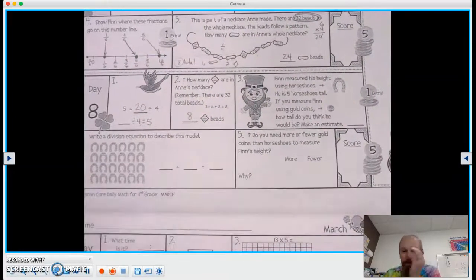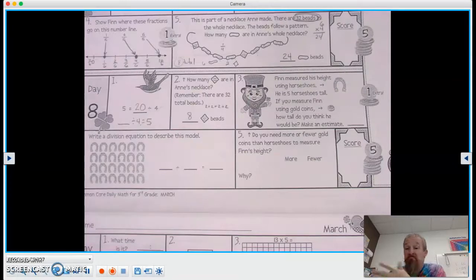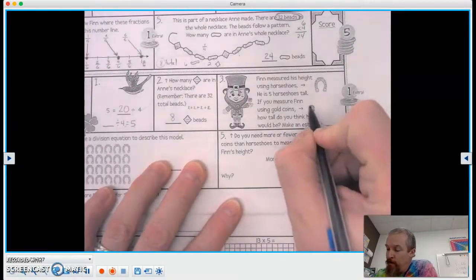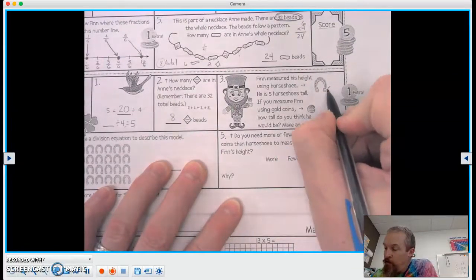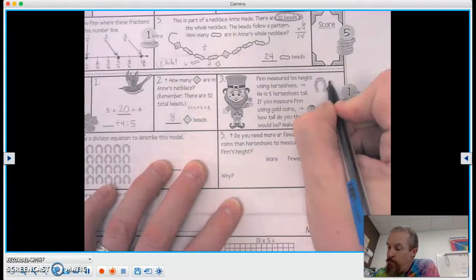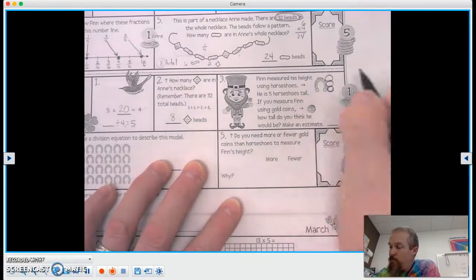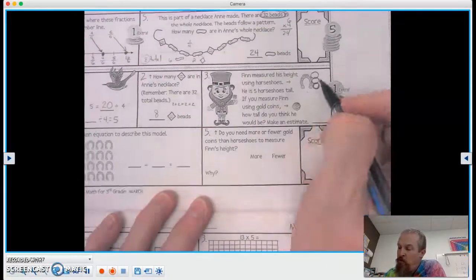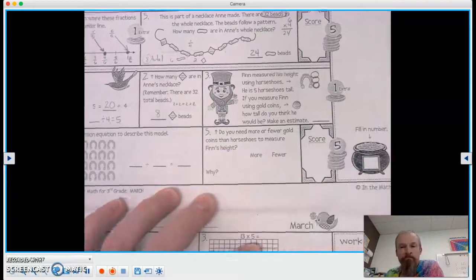All right. Number 3, Finn measured his height using horseshoes. Well, don't we all? He is 5 horseshoes tall. Okay. If you measure Finn using gold coins, how tall do you think he would be? Make an estimate. Well, if I'm going to compare this gold coin to the horseshoe, I'm going to say it's about 3 gold coins tall for each horseshoe, right? Maybe 2.5, somewhere around there.